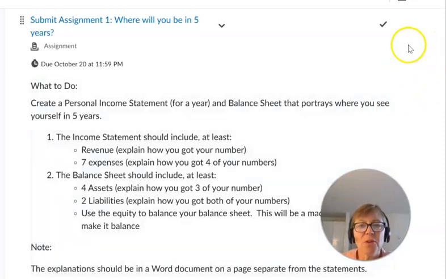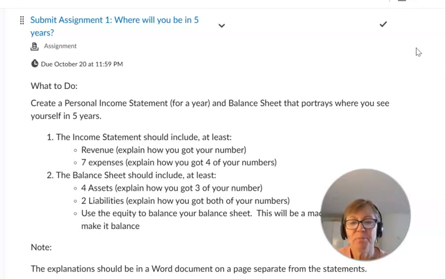Everyone. Okay, so your assignment that's due this week. Submit assignment one, and the title of the assignment is Where Will You Be in 5 Years? So the reason for this assignment is to, again, give you more practice creating an income statement and a balance sheet. We're not going to worry about the statement of changes in equity, but of course, as you know, the balance sheet has that number on it, so we're going to use that just to balance out the balance sheet.